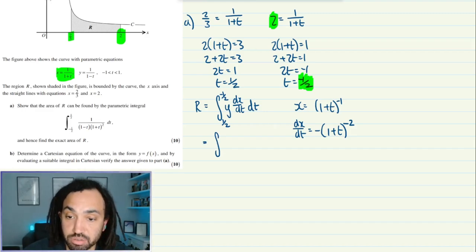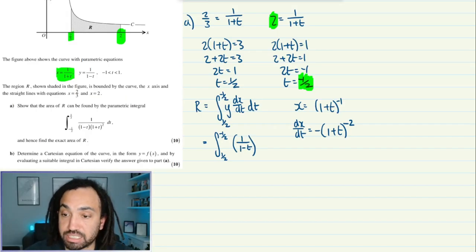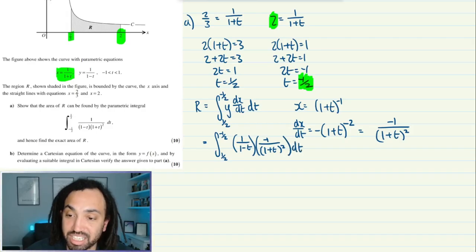Okay, let's set up my integral then. So I've got -1/2 on top and I've got 1/2 on the bottom. The y function is 1 over 1 minus t, and the dx by dt is negative, and I can actually rewrite this now. It's more useful actually to have just -1 on top and then 1 plus t on the bottom, and that'll be squared because it's a negative power. So that is open brackets -1 over 1 plus t close brackets, squared, dt.